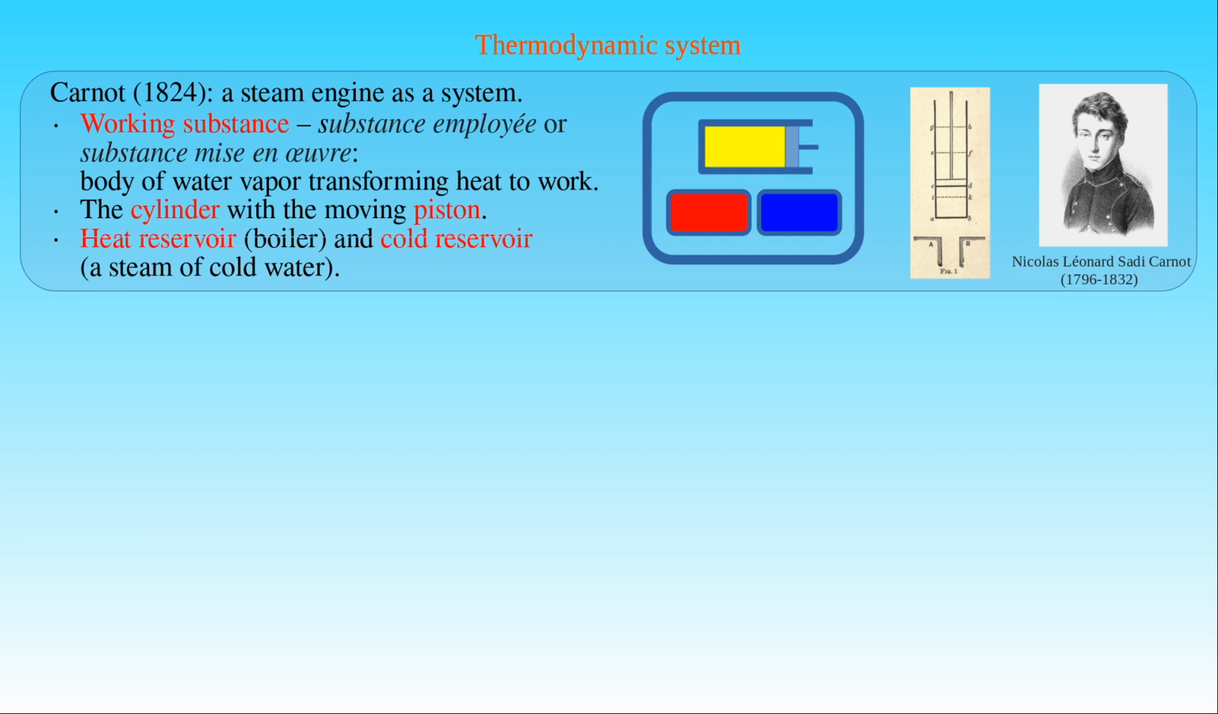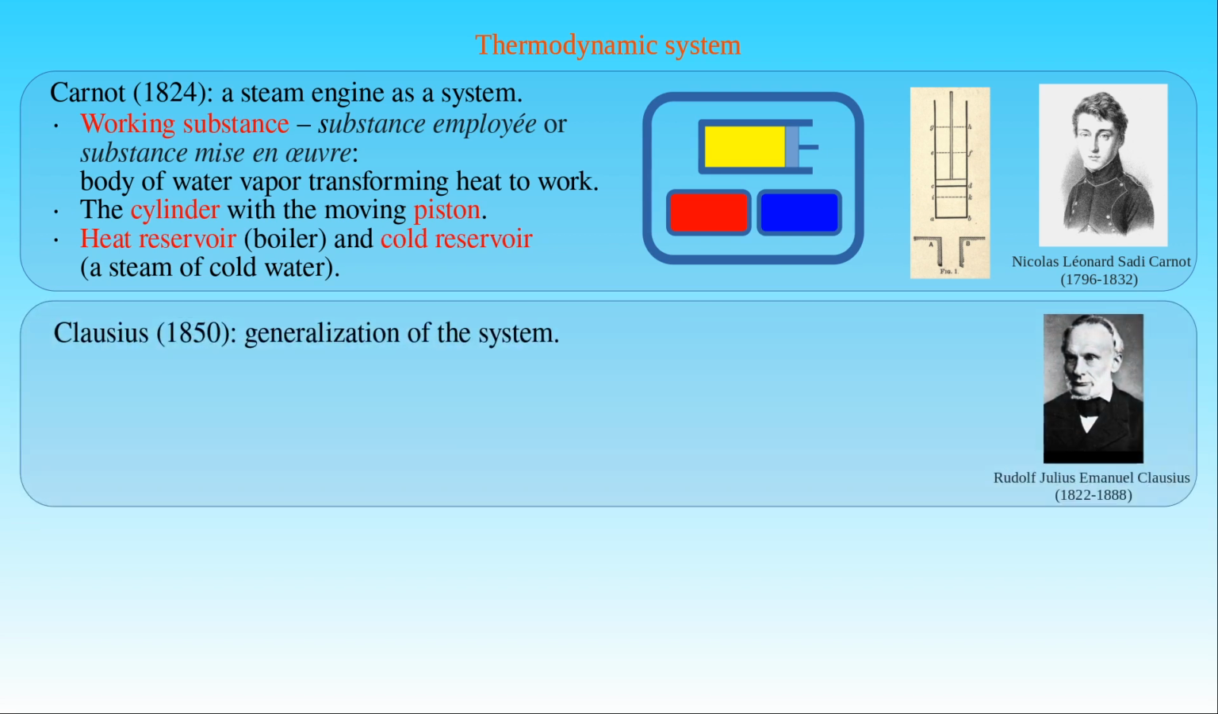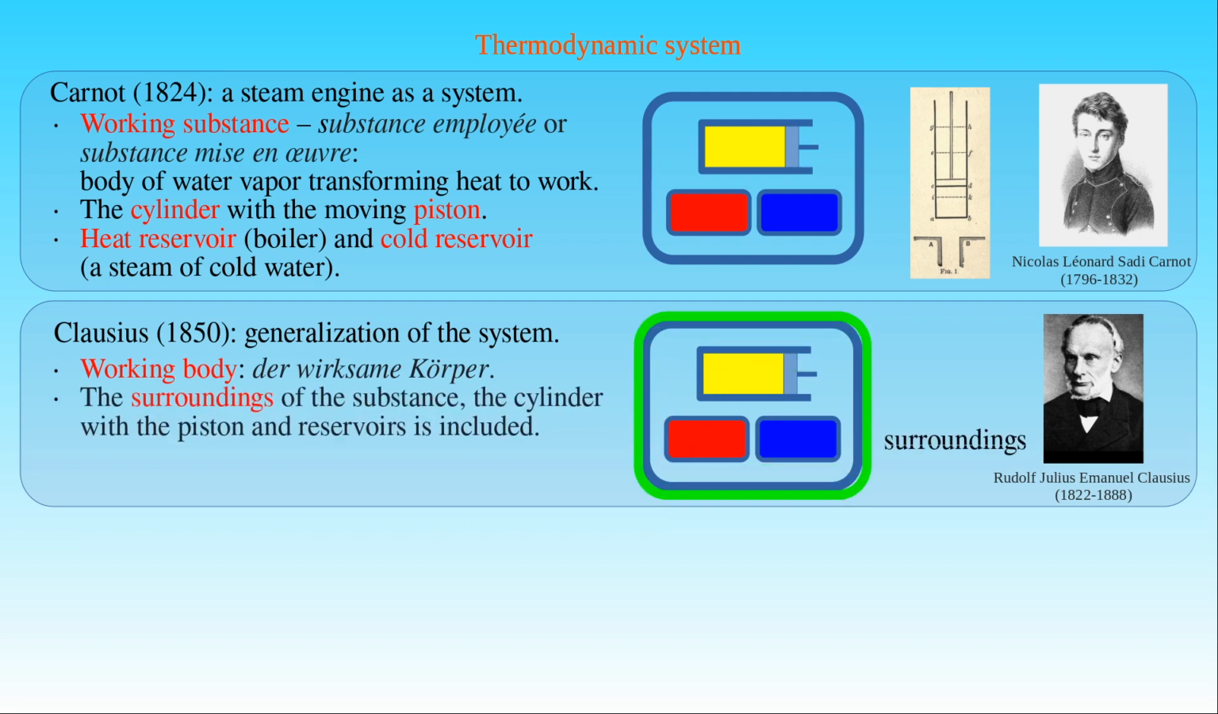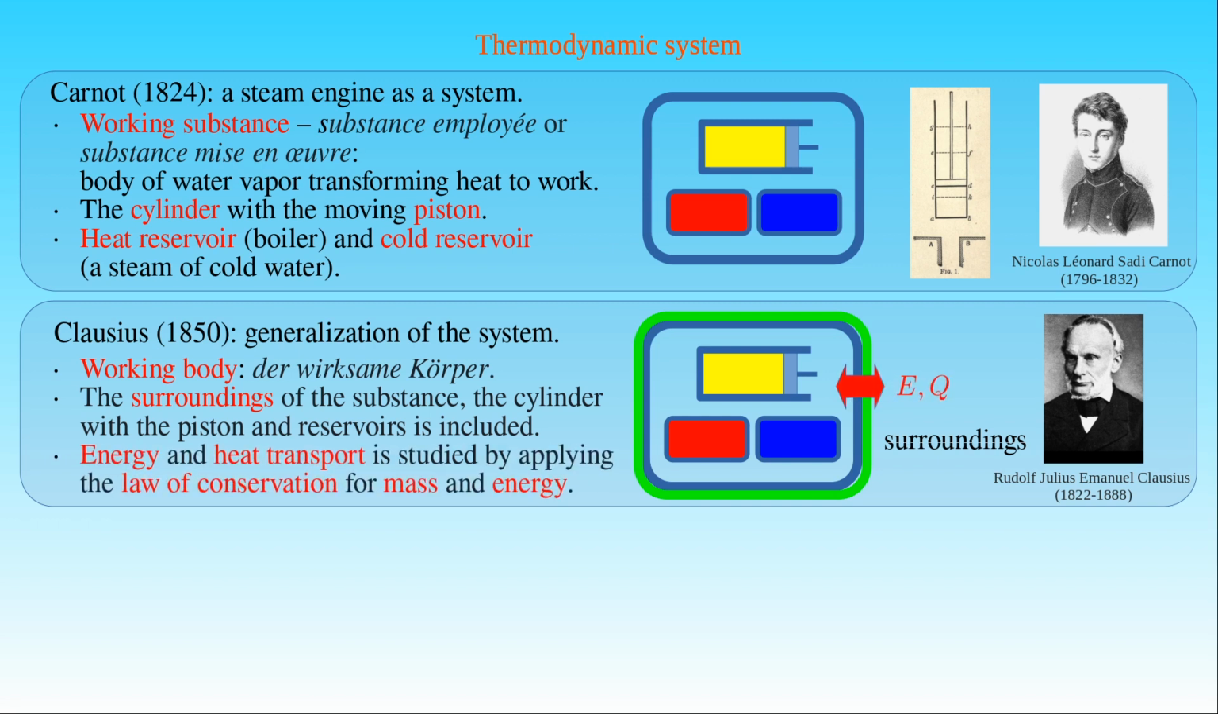In 1850, Rudolf Clausius, a German physicist and mathematician, went further when he introduced the term der Werkzeugkörper or working body to describe such a system, and he included the concept of surroundings in the description. That helped in the study of the heat and energy transport between a heat engine and its environment, handled as a whole. As a result, the law of conservation of mass and energy could be consistently applied in the form of balance equations for mass and energy describing the cyclic process converting heat to mechanical work.